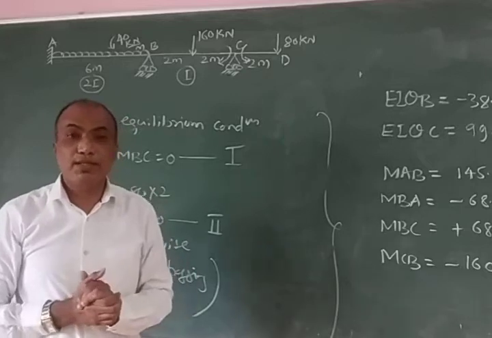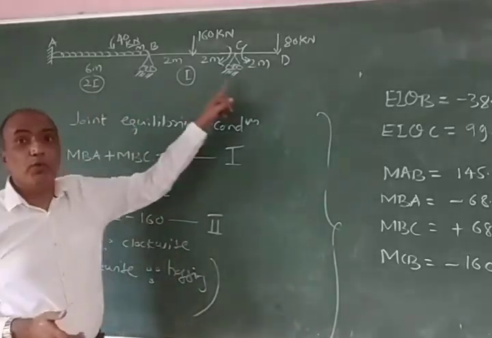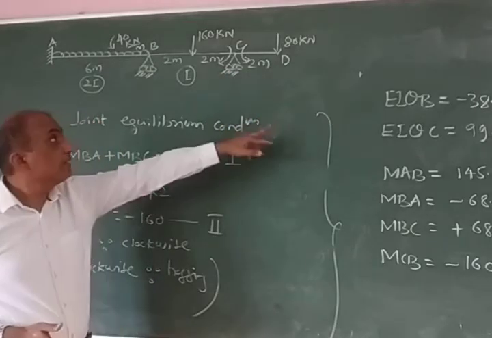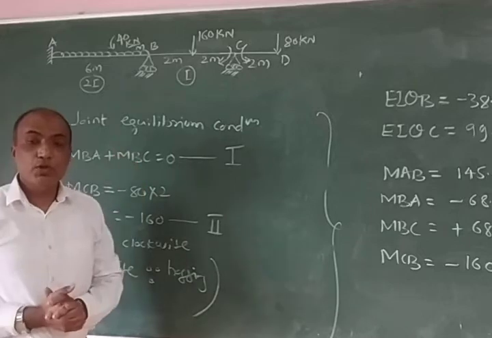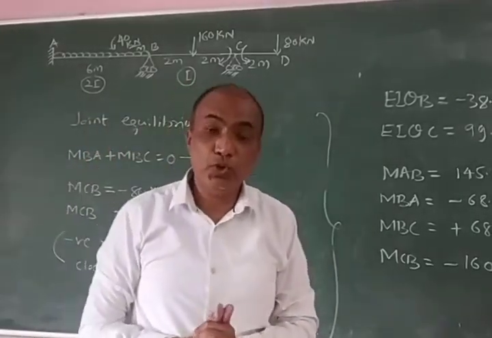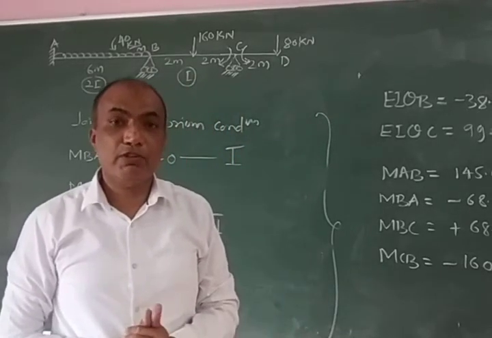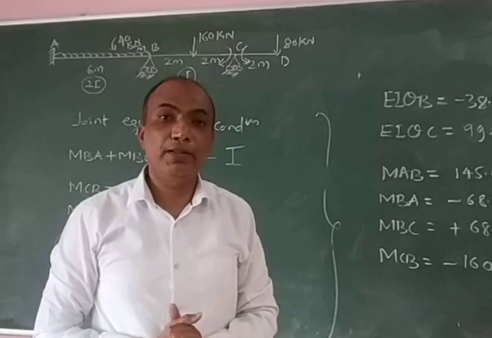I hope you have understood this basic concept of solving this problem with an overhanging region. So what is the difference? The difference is MCB is not equal to 0. That's the only catch. So let us come to the next session with BMD and SFD, and I want you to also try to get the figures of BMD and SFD. I will pause here and we will meet in the next session. Thank you.